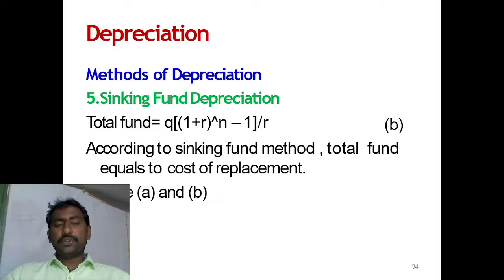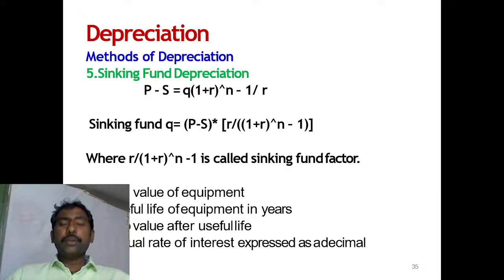The total sinking fund equals Q into ((1 plus R) whole to the power of N minus 1) divided by R. According to the sinking fund method, the total fund equals the cost of replacement. So equate A and B: P minus S is equal to Q into ((1 plus R) whole to the power of N minus 1) by R. So the sinking fund Q, by bringing everything to the P minus S side, gives one formula. This formula can be used for finding the sinking fund and total depreciation value for the sinking fund depreciation method. Here also P is the initial value of the equipment, N is the useful life of the equipment, S is the scrap value of the equipment, and R is the annual rate of interest expressed as a decimal number.